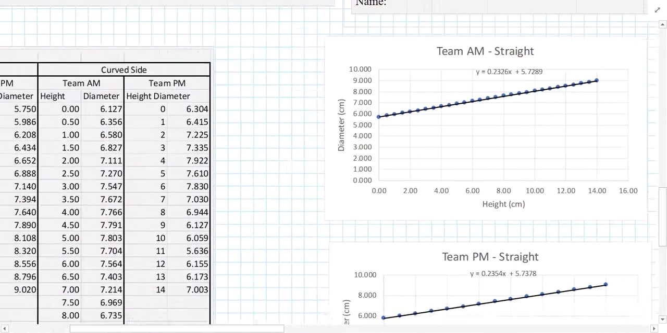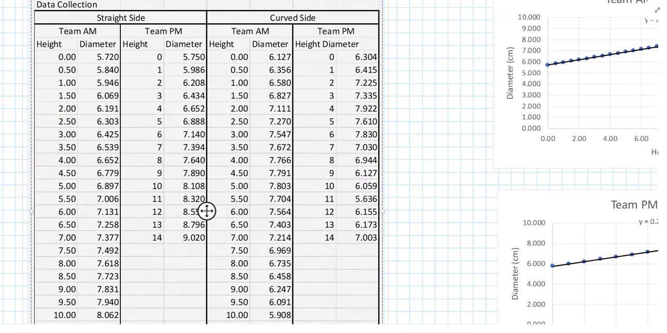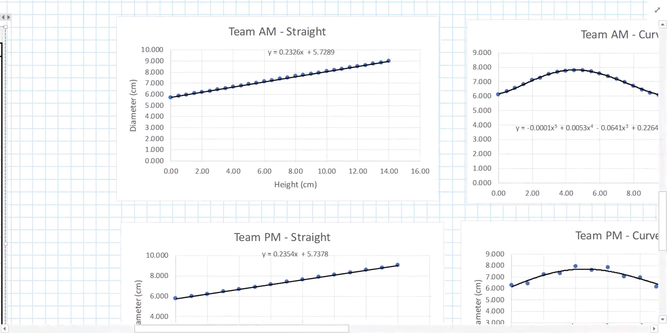These came from Microsoft Excel. And here are the data points that the teams recorded on the computer in the classroom that's attached to my smartboard.